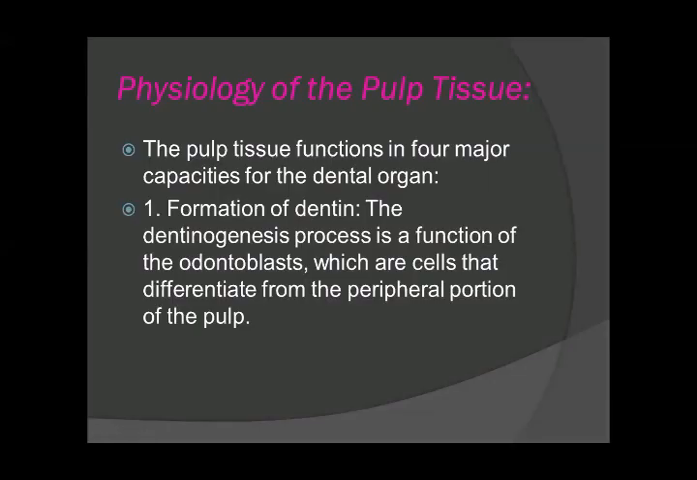Physiology of the pulp tissue. The pulp tissue functions in four major capacities for the dental organ. Number one is the formation of dentine. The dentinogenesis process is the function of the odontoblasts, which are cells that differentiate from the peripheral portion of the pulp.